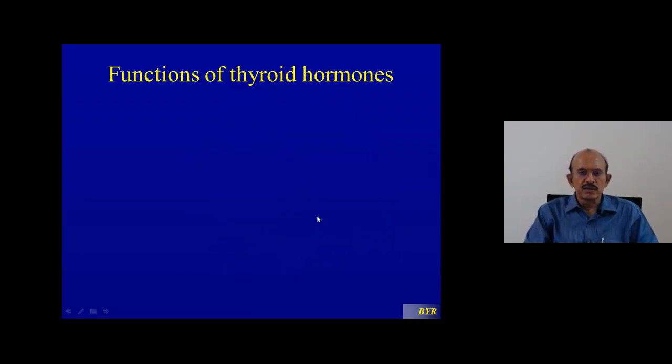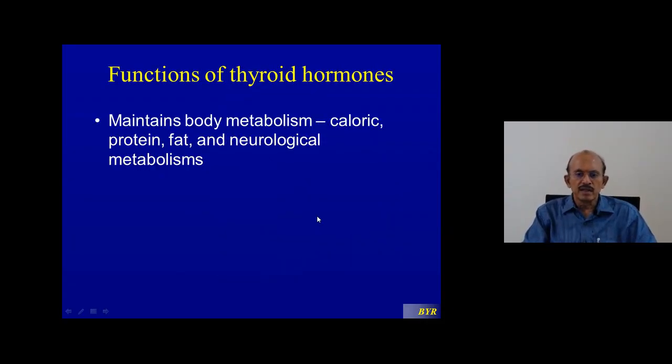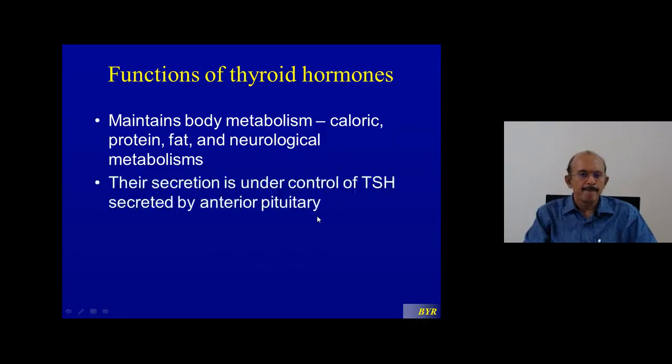The functions of thyroid hormones: they maintain body metabolism, that is caloric, protein, fat, and neurological metabolisms. Their secretion is under control of thyroid stimulating hormone secreted by the anterior pituitary.